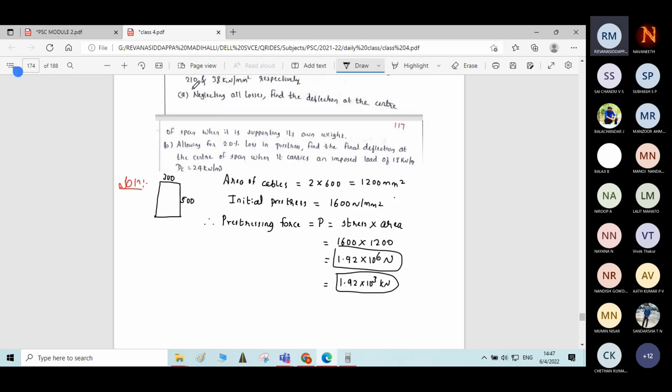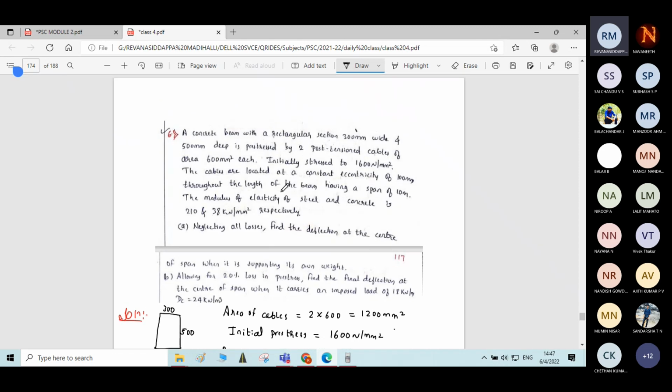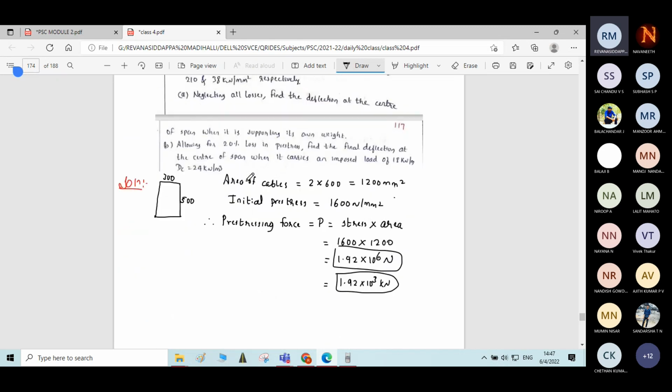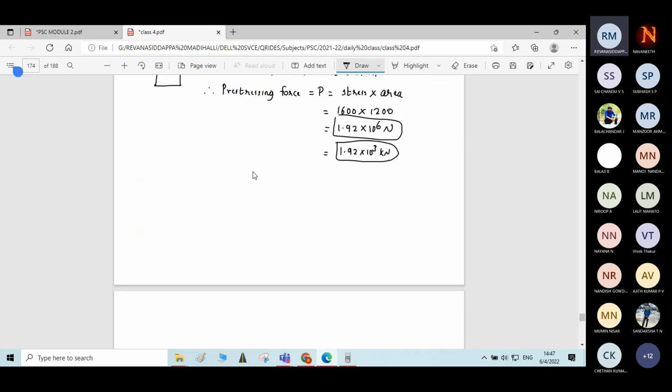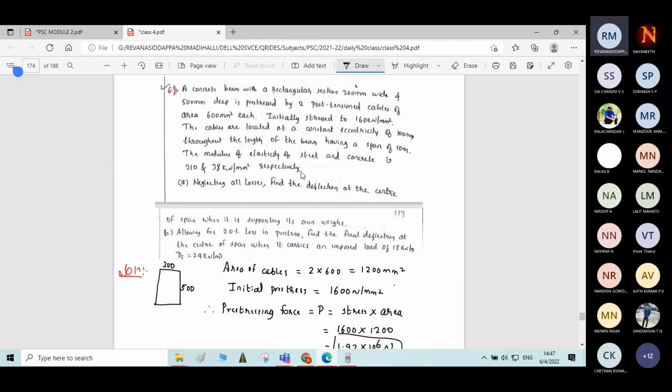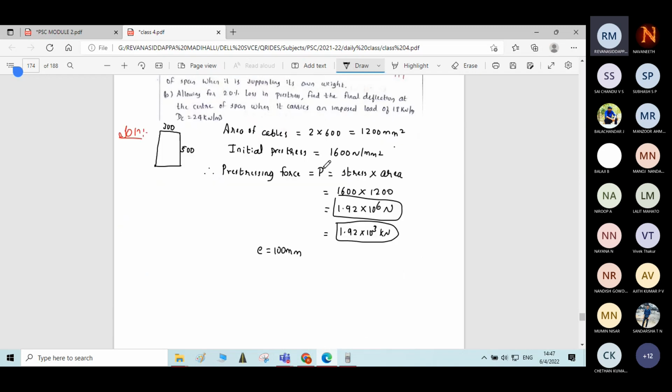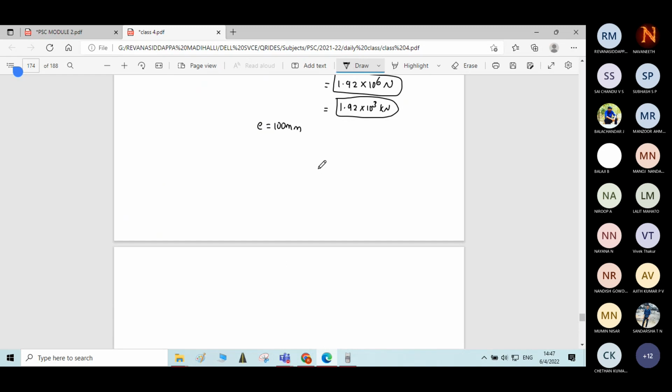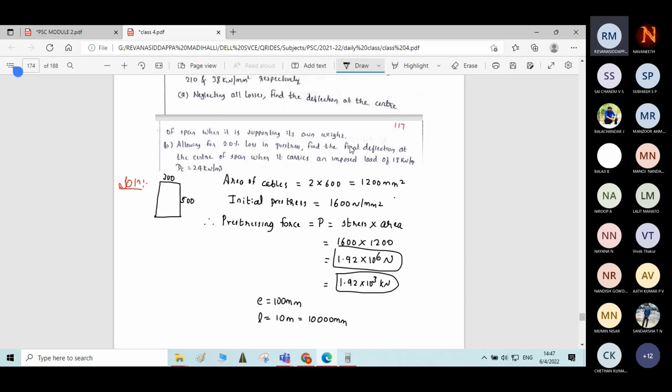Okay, then go through the problem. The cables are located at a constant eccentricity of 100 mm throughout the length of the beam having a span of 10 meter. Length of the beam is given. L is equal to 10 meter, nothing but 10,000 mm. Okay.